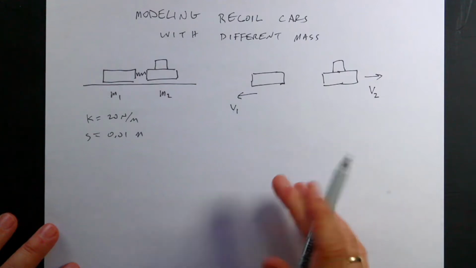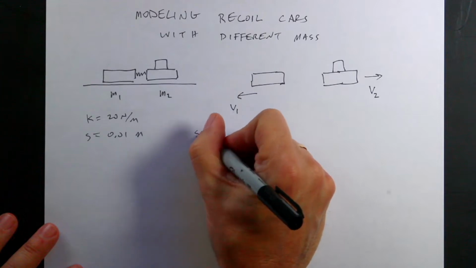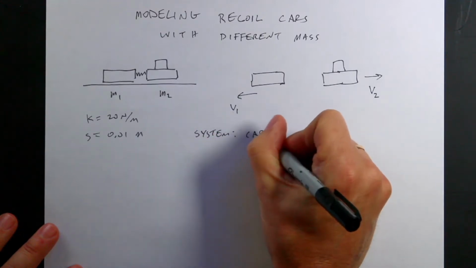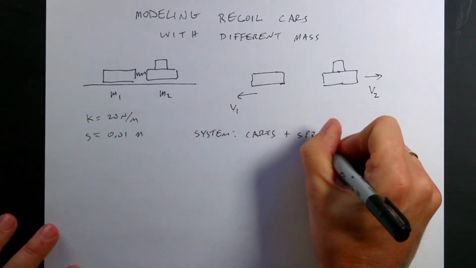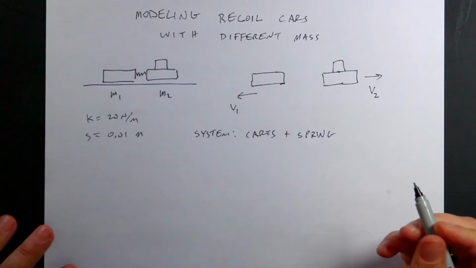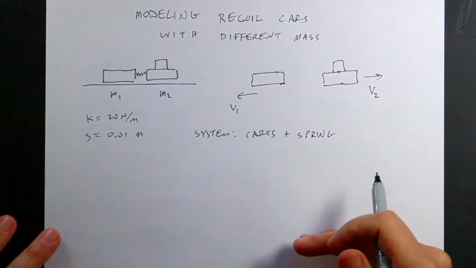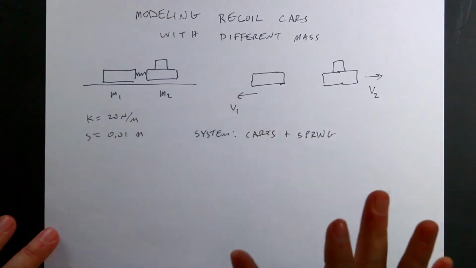But let's start off with the work energy principle, and let's say the system of the carts plus the spring. Now, I don't need to include gravitational potential energy because they don't move up and down. That doesn't change. I don't need to include the force from the track because it's perpendicular to the direction of motion. It doesn't do any work.